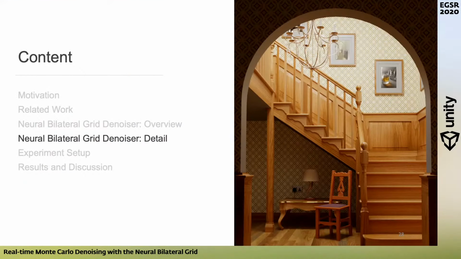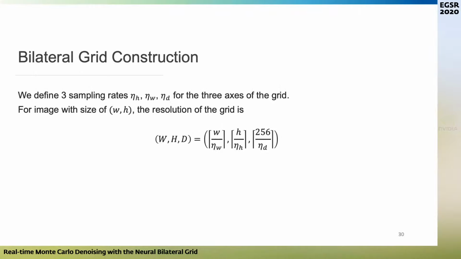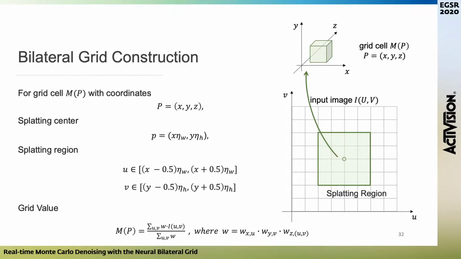Now let's take a look at the detail of different stages. I will start with grid construction and slicing, then I will introduce the multi-scale design and the guide prediction. We define 3 sampling rates for the 3 axes of the grid. For the image with size of W and H, we can calculate the resolution of the grid. For each grid cell with coordinates of X, Y, and Z, we can calculate the coordinates of the splatting center. We can also calculate the splatting region in the image.